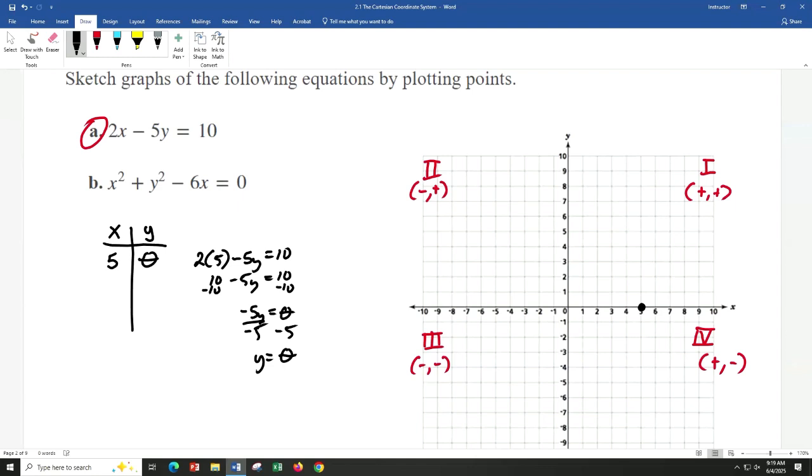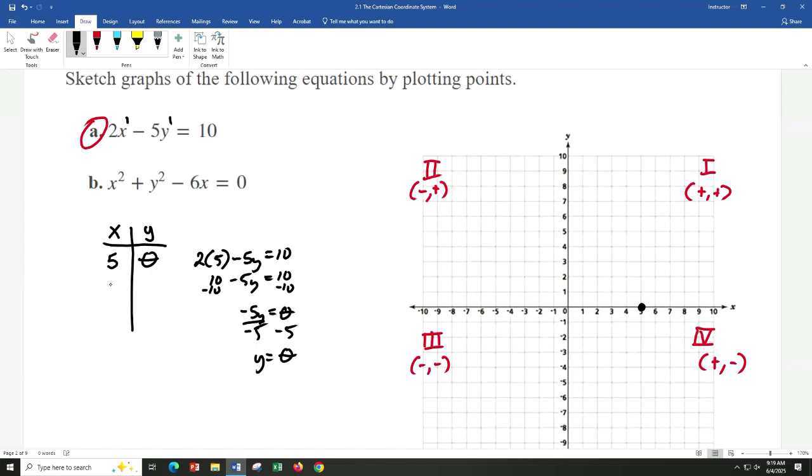How do I know this is going to create a line? Well, there's always powers. Exactly, there's a 1. So notice there's just a 1. Everything up here is a power of 1. That tells me this is going to create a line. Okay.